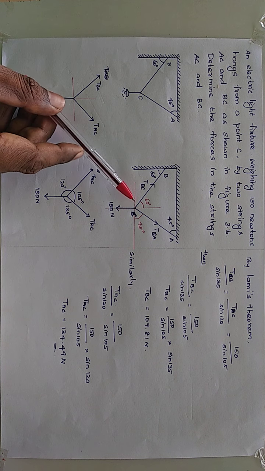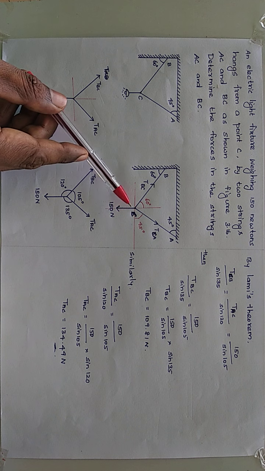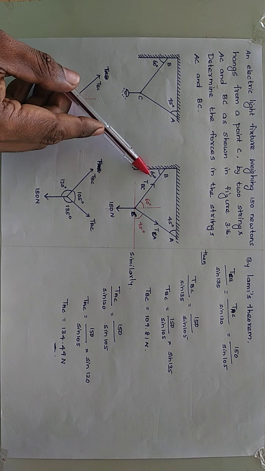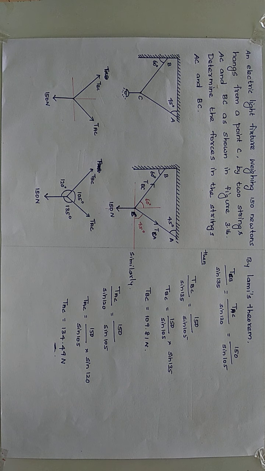So here we have three forces: one downward force and two upward forces. Three forces in equilibrium, so we can use Lami's theorem to solve this problem. Okay, it's very simple to solve. For solving with Lami's theorem, we need the angles, right? The angle between the forces.